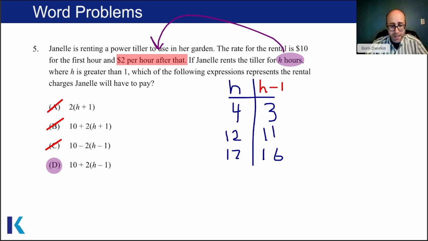Now, there's a few folks asking, why is it H minus 1? My advice, try H plus 1. It makes no sense. Like, if she rents it for 9 hours, H plus 1 means that she's being charged for 10 hours. Janelle's getting ripped off if you say H plus 1, because that means that she's being charged for more hours than she even had the thing rented. And that's why we cannot pick the H plus 1 answers, so we've got to stick with H minus 1.